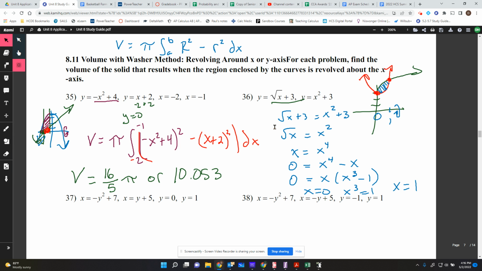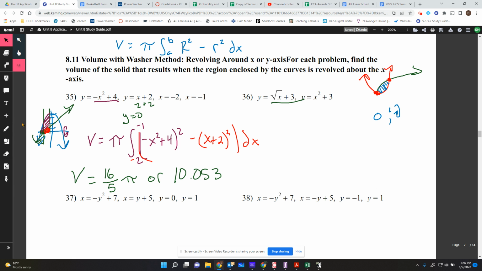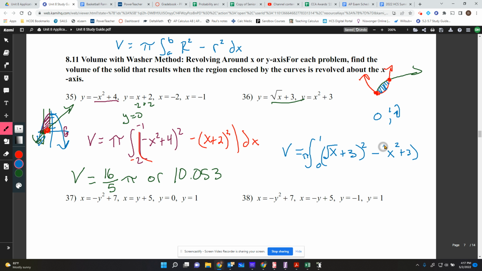But that's how you would do it by hand. So let me get rid of this. And I got rid of too much, but that's okay. So we know our volume here is going to be the big one, and we were 0 to 1. The one that's on top, the bigger disk, is going to be pi times the square root of x plus 3 squared, minus the smaller disk, which is going to be the x squared plus 3 squared dx.